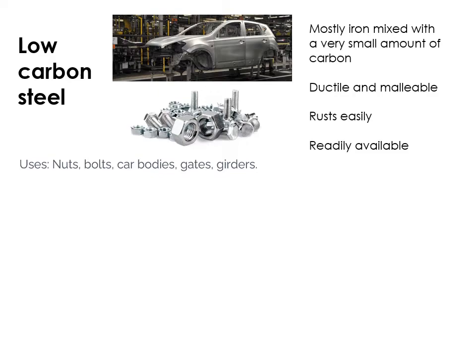So the uses, you've got nuts and bolts. These nuts and bolts have been coated in a zinc or a tin finish to make sure they're not going to corrode. You've got car bodies. Low carbon steel is the main material used in press forming of car bodies because of the reasons we just spoke about. And most things made of low carbon steel will need some kind of finish. For exterior products like girders and gates, they could be galvanized with a zinc coating. Car bodies, it's going to be paint. Okay, so low carbon steel, there we go.